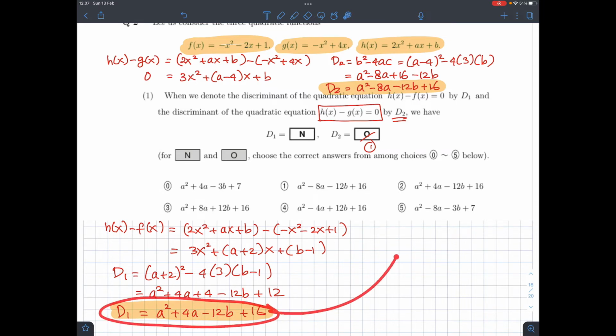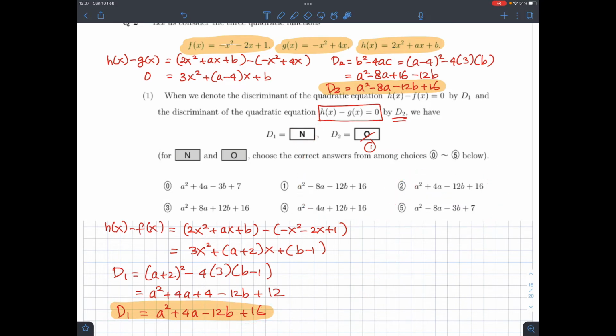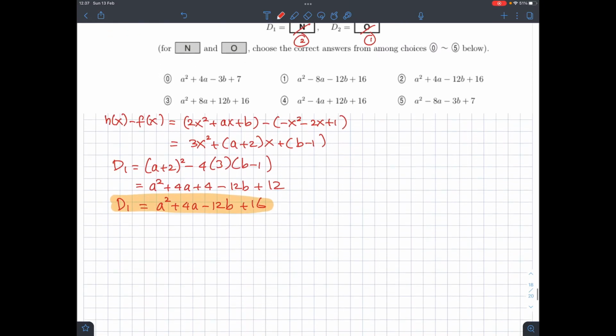Can you find which option is similar to the result of d1? I think this one, a squared plus 4a minus 12b plus 16. So you just choose 2 for n. So this is 2. Okay, I think we have already solved part 1. Let's continue to the next part.